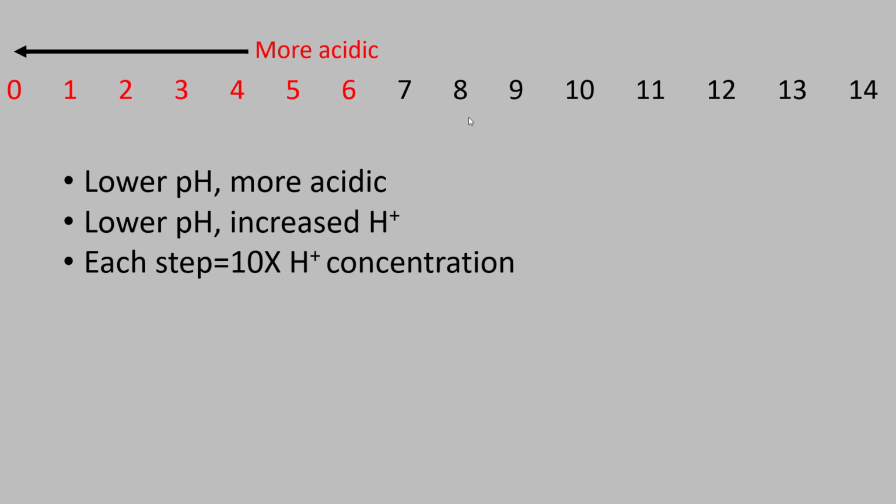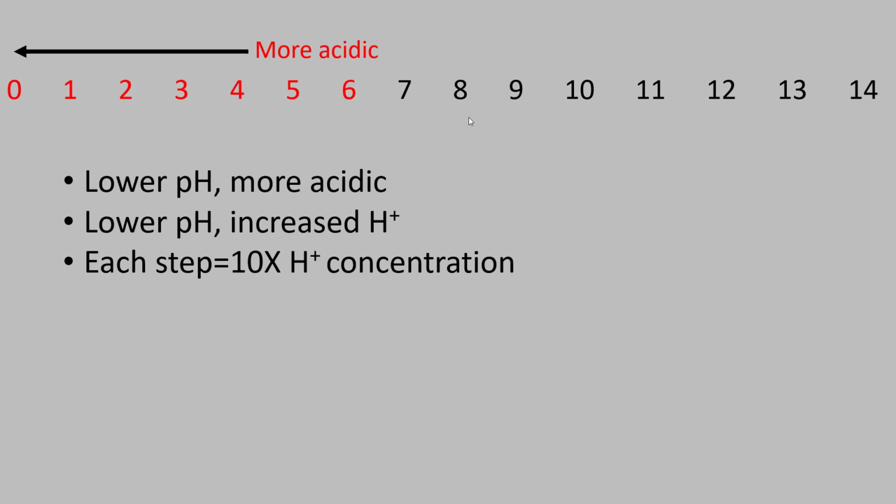Not only is it more H plus, each step down, so as we go from 6 to 5, from 5 to 4, from 4 to 3, each step, H plus doesn't just go up, it goes up 10 times. Not 10 more, 10 times. So 5 has 10 times as much H plus concentration as 6. 2 has 10 times as much H plus concentration as 3.